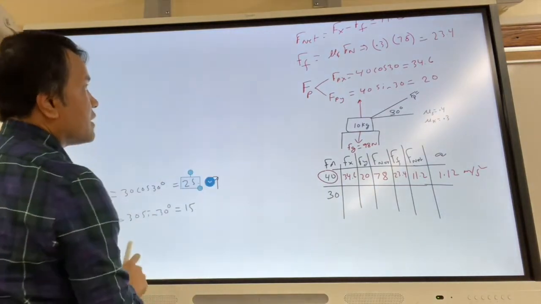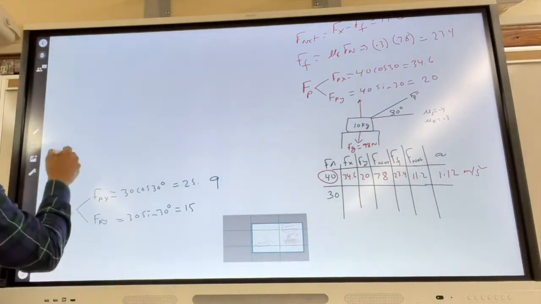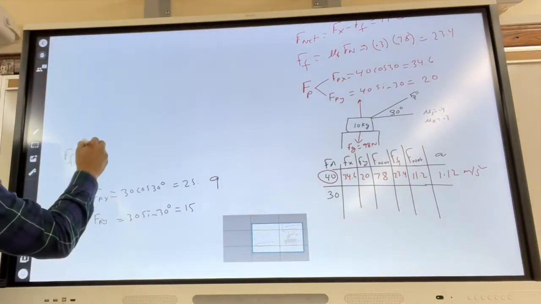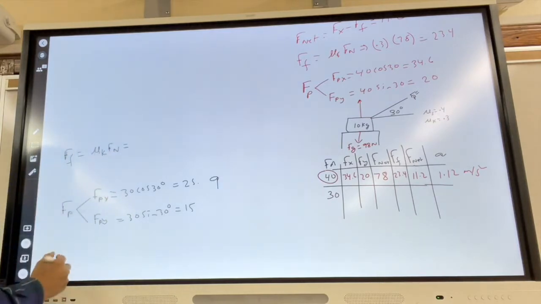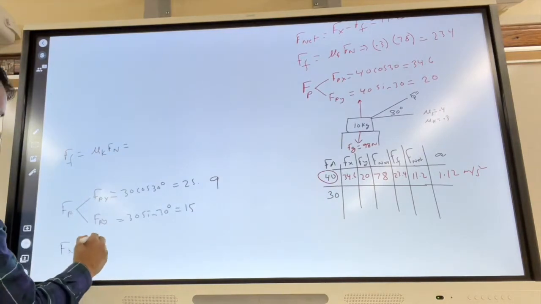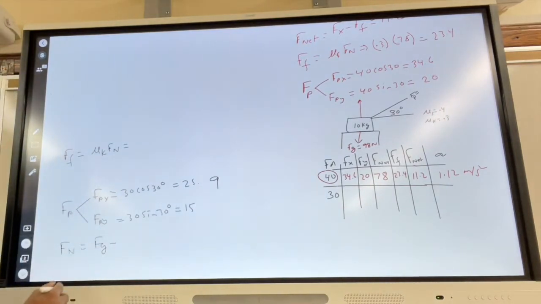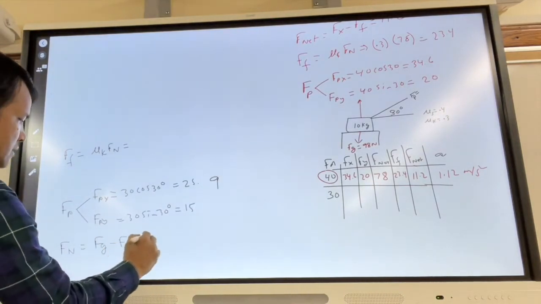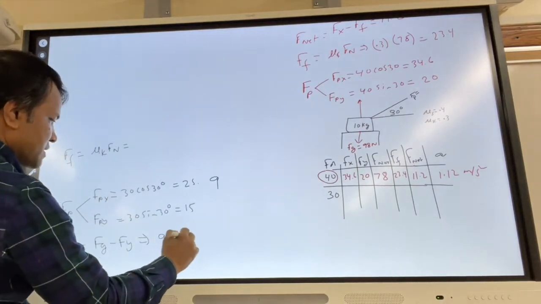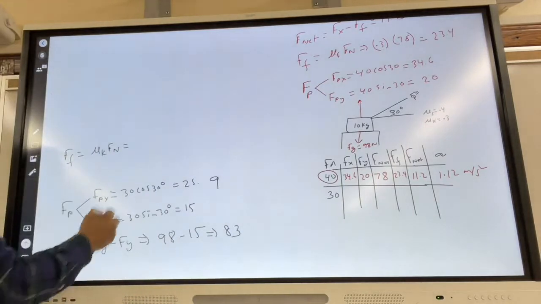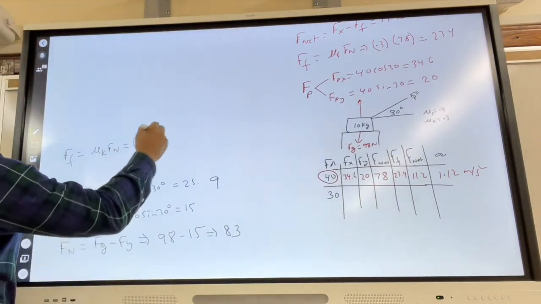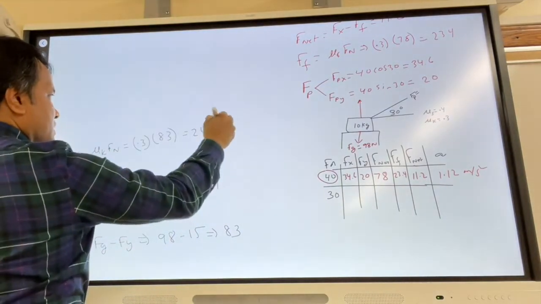So now the next thing we have to find is the force of friction. Force of friction is mu k Fn. So let's find the Fn. Fn would be Fg minus Fy. So Fg is 98 minus 15. All right, so this is 83. So 0.3 times 83, 24.9.